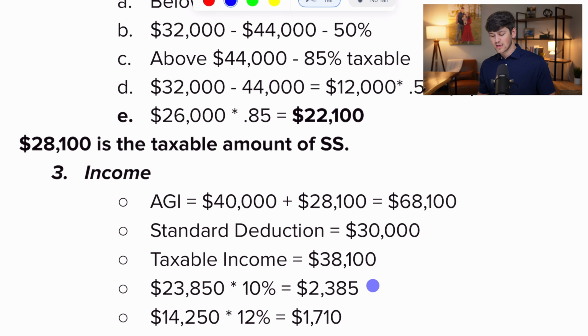But the first bracket at 10%, married, filing jointly, is up to $23,850. So at 10%, that equals $2,385 of taxes on that bracket. And then they have $14,250 left over. And that would be the 12% bracket, and that's their taxable amount there.